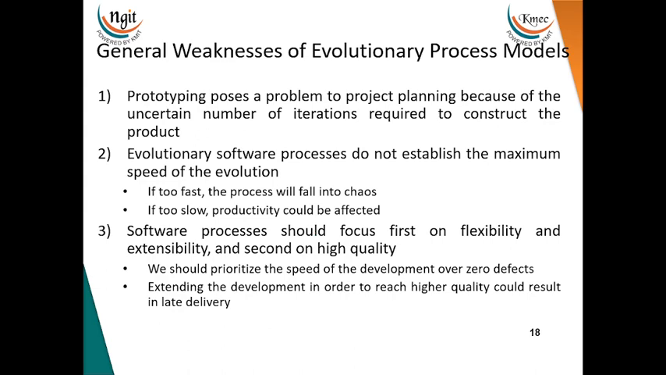So the general weakness of this evolutionary prototype model is that the prototype process poses a problem to project planning because it is uncertain. The prototype poses a problem to the project manager. The number of iterations goes up. The evolutionary software process does not establish the maximum speed of evolution. What is the speed of evolution? How the evolution is going on? The number of iterations goes up. If too fast, the process will fall. If too slow, the product will get affected.